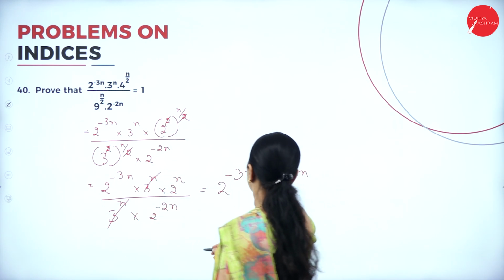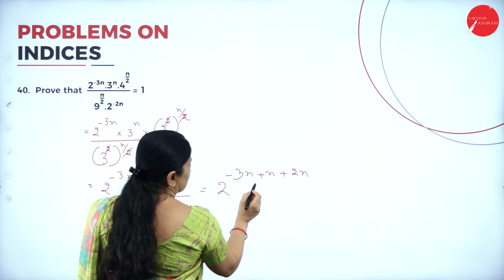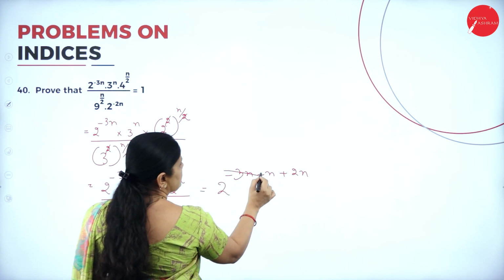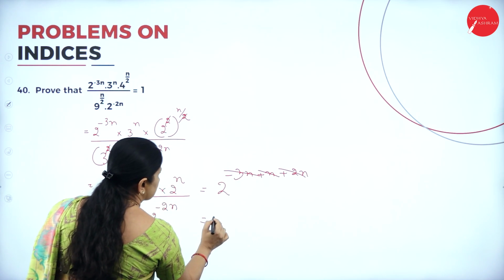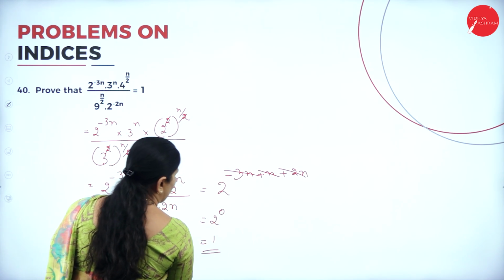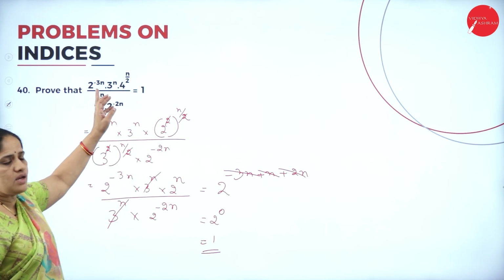So I will get here, 2n plus n is 3n. So plus 3n minus 3n gets cancelled. So 2 to the power of 0, that is 1. So we get the answer as 1.